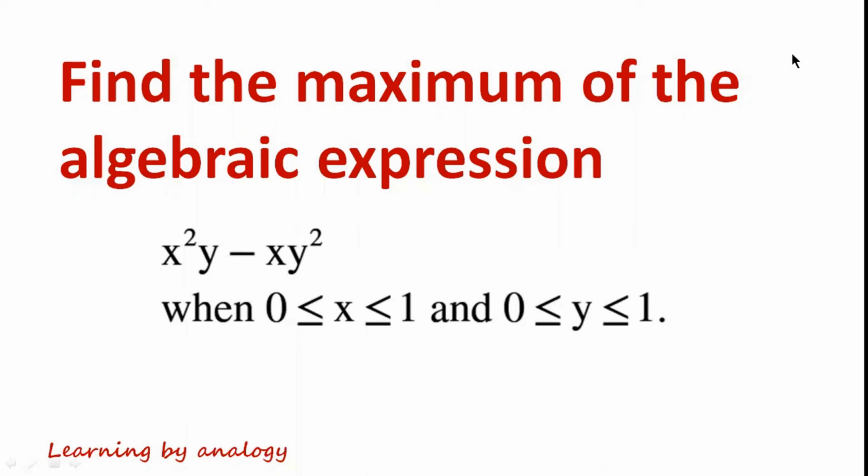Find the maximum of the algebraic expression x squared y minus xy squared when 0 is less than or equal to x is less than or equal to 1 and 0 is less than or equal to y is less than or equal to 1.